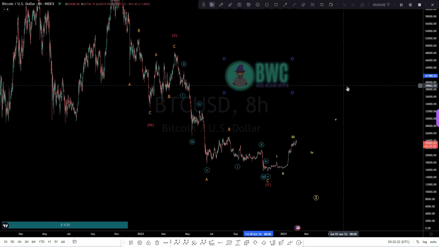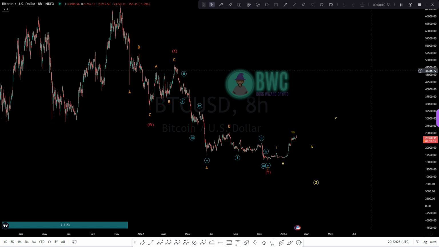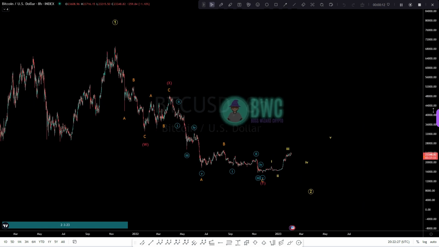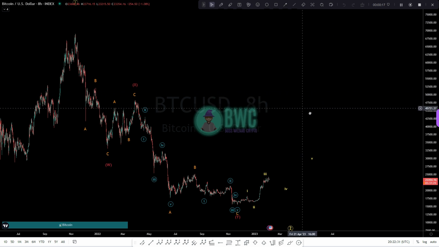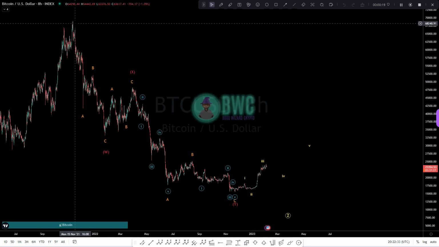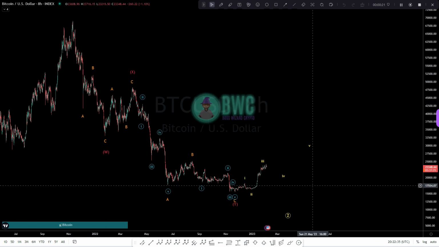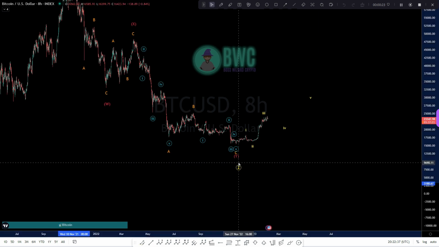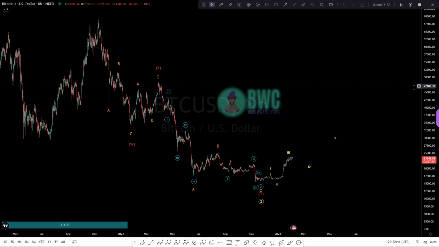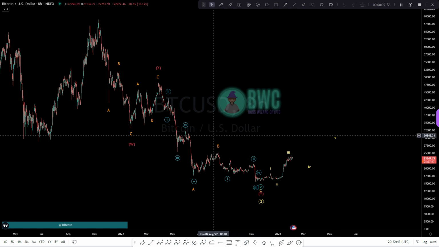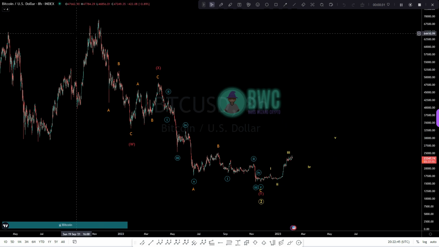Did we bottom? Maybe we did. Essentially, this is how I have the count for a bottom. This would be a double zigzag, okay? For a wave 2, that's in the wrong place, that ended here. So this is the count that supports Bitcoin bottoming.